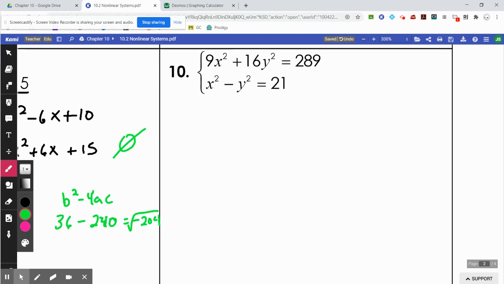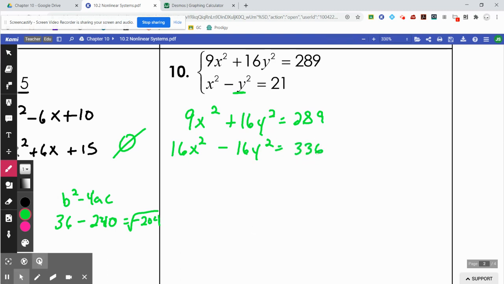Number 10. Here again, you've got 9x squared plus 16y squared. It looks like you have maybe an ellipse, or yes, an ellipse, since the A and C are different, and then you have a hyperbola. So let's try to figure out where this ellipse and this hyperbola cross. Now, this is one case where we can use elimination very easily. Let's leave our first equation as is, 9x squared plus 16y squared equals 289, but we can very easily get these y's to cancel. Let's multiply our second equation by 16. That gives me 16x squared minus 16y squared equals 21 times 16, which is 336.